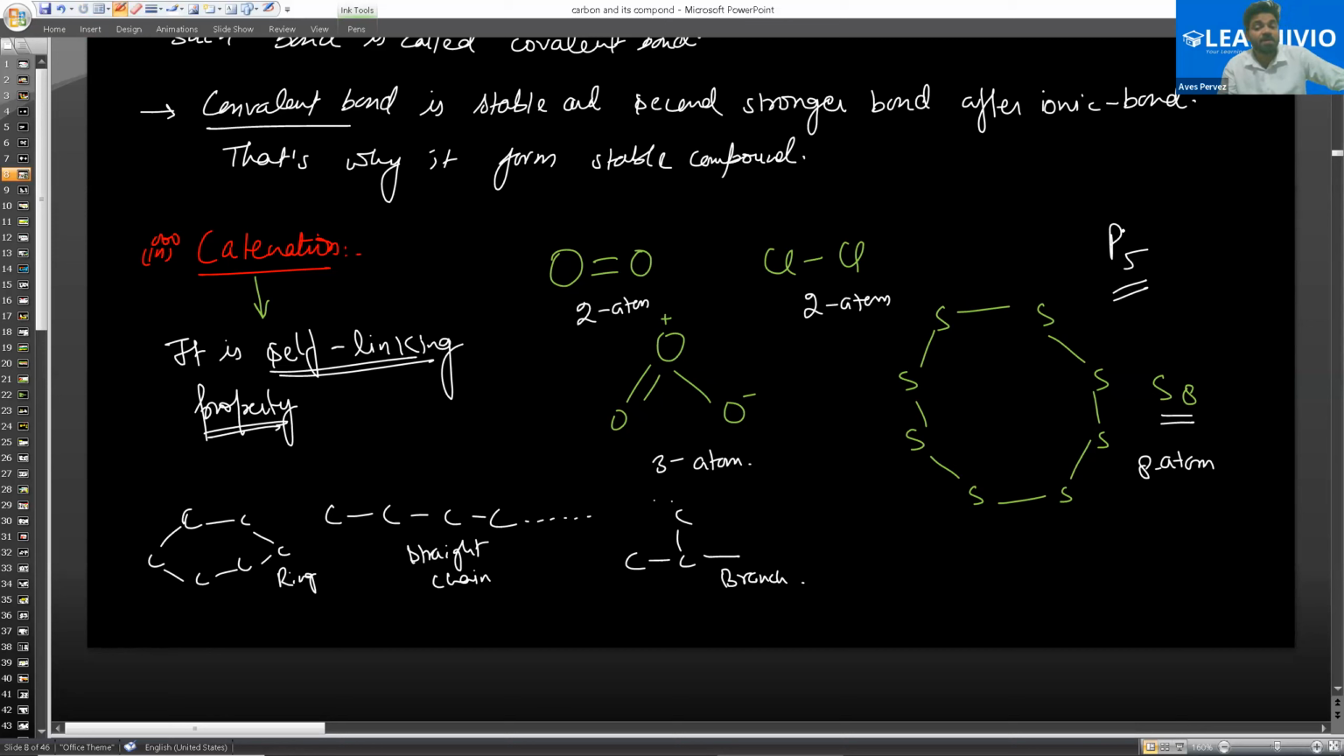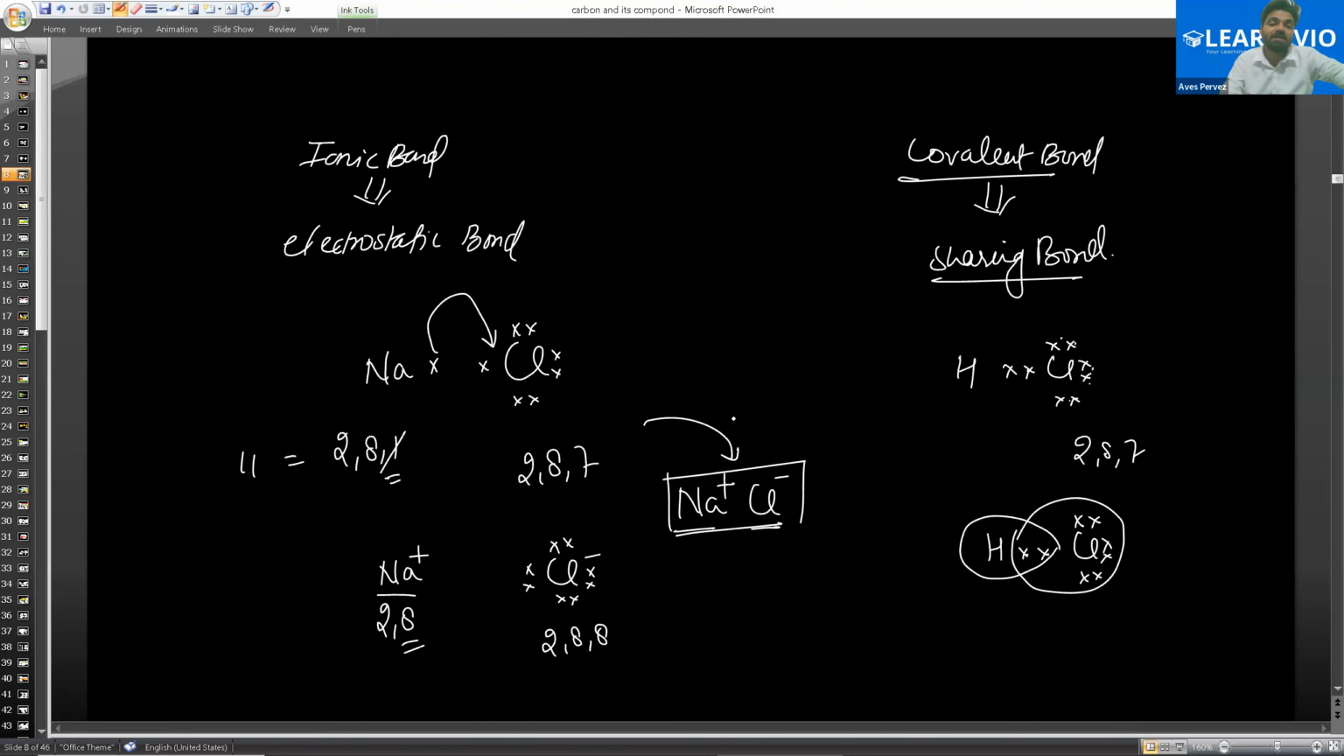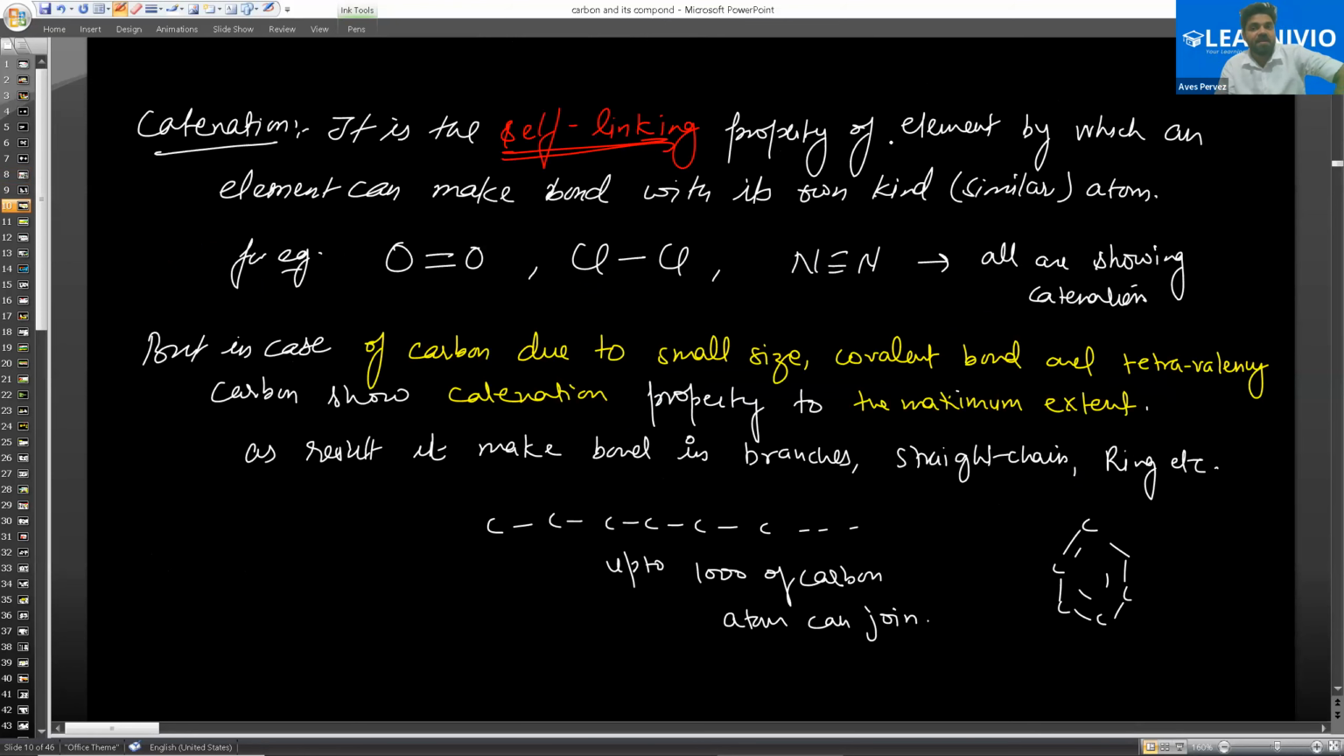But carbon, due to its previous three properties, small size, tetravalency and covalent bond, shows catenation property, the self-linking property, up to thousands of carbon atoms. Thousands of carbon atoms can join together in straight chains, in branches, in rings. This property is called catenation property. Catenation is the self-linking property of an element, by virtue of which it can make bonds with its own kind of atoms. Like oxygen with oxygen, carbon with carbon, nitrogen with nitrogen. They are all showing catenation property.